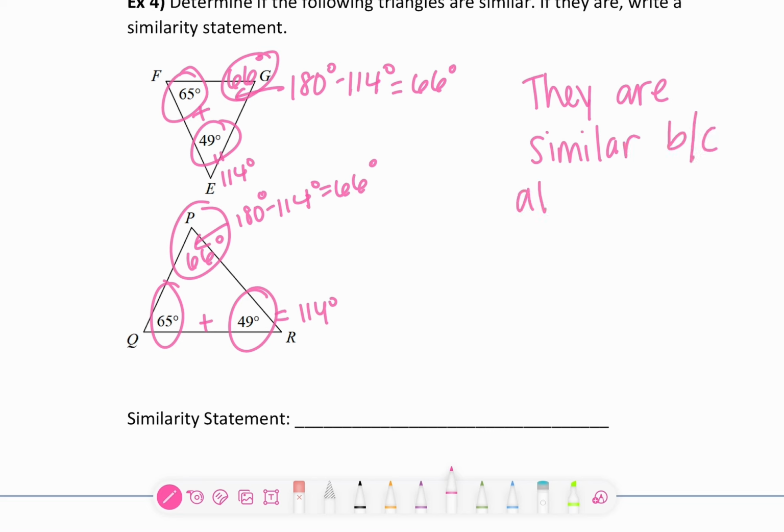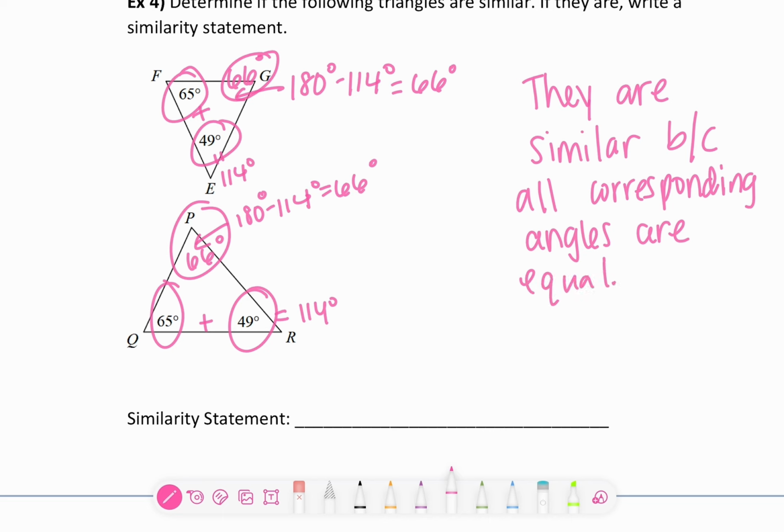They are similar because all corresponding angles are equal. Okay, so they are similar because all corresponding angles are equal. So the similarity statement here is going to be very easy. Just name your first triangle. I'm going to go EFG. The one at the top is similar to triangle. Don't forget your second triangle.